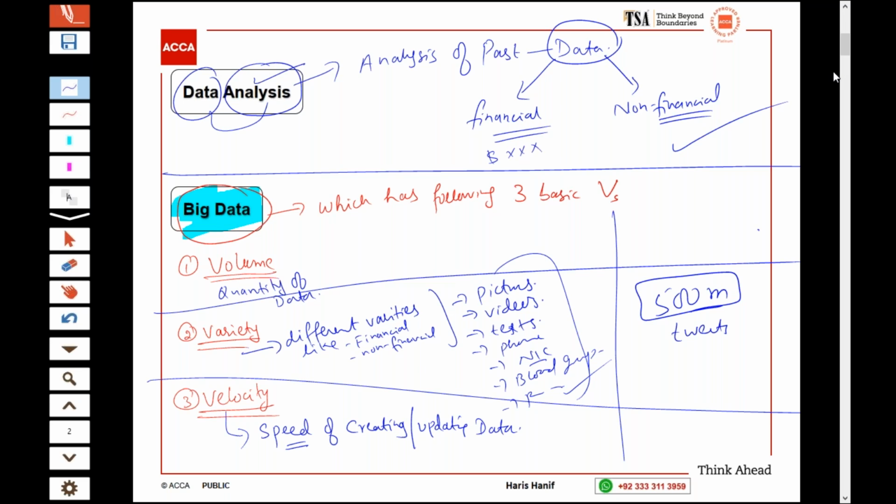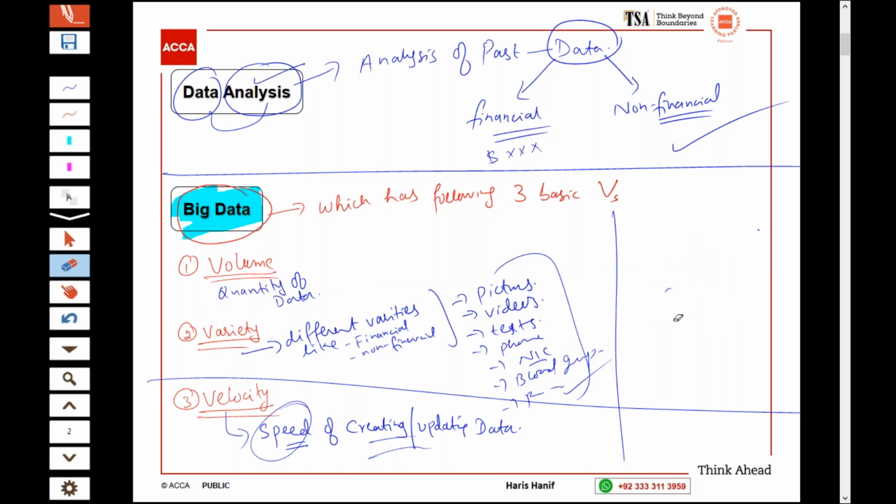Obviously, in today's 2021, this figure might have exceeded 580 million tweets per day, and this is the speed of creating and updating the data. When at least these three basic V's are met, the data is known as big data: volume, variety, and velocity.